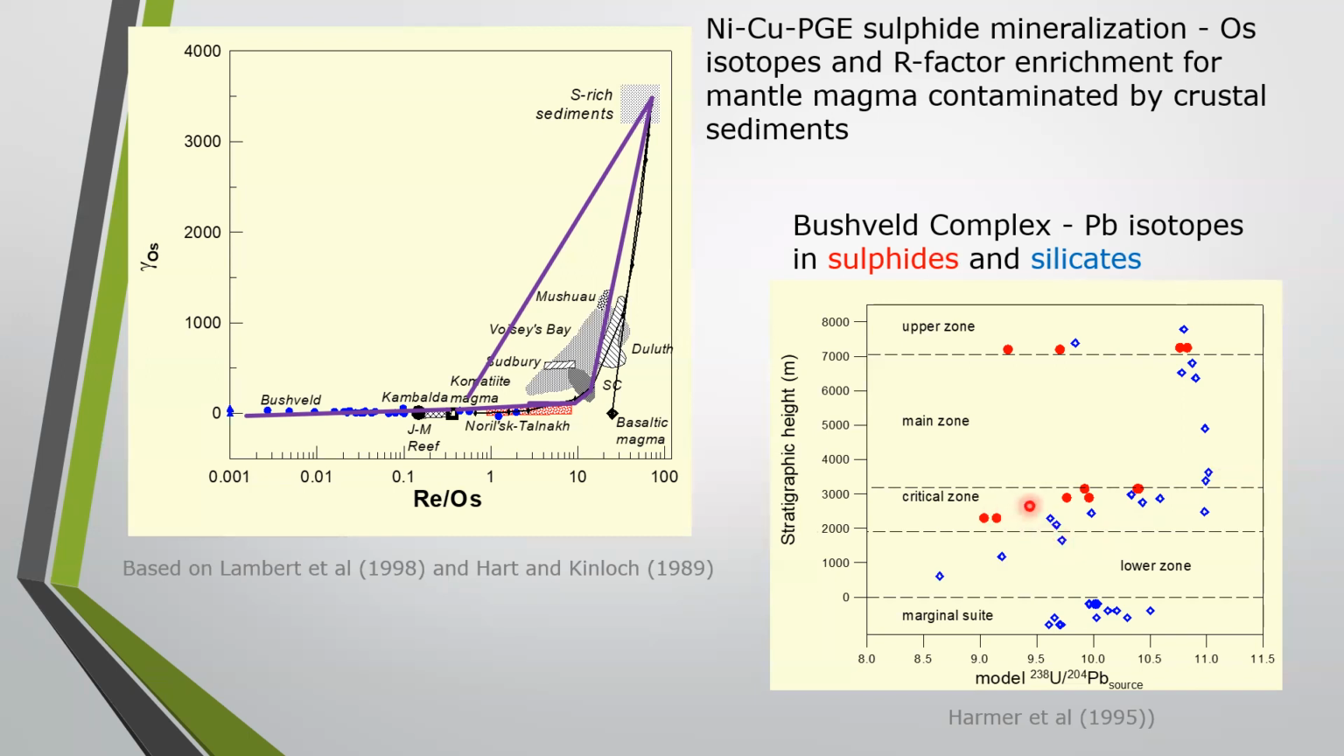And then the red dots on this diagram are sulfide analyses, and the blue dots are silicate analyses, often in exactly the same rock where they've been separated. The sulfides and the silicates are showing two distinctly different lead isotope compositions because of the processes being slightly different.